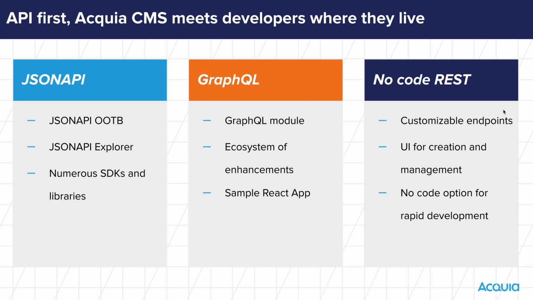Secondly, for developers that would choose and prefer to use something like GraphQL, there's a massive ecosystem of GraphQL modules and enhancements that work together, including sample apps and code to help you get going quickly. These can be turned on and integrated in a moment without any additional work. And then finally, there are a number of different options for creating custom REST endpoints, including a no-code version built into the system itself. There's a UI for the creation and management of customizable endpoints that provide everything that you need for the no-code options.